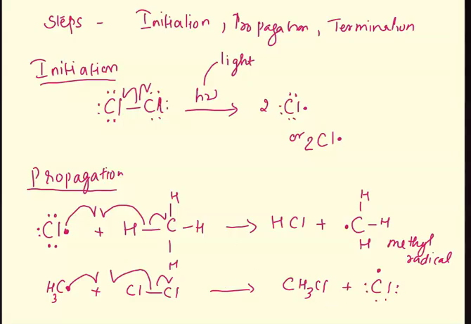So these are the two propagation steps, but we need to complete it by the third step, which is my termination step. So the termination step is where two radicals combine to form a product, but no new radicals are formed. Okay, so that is a termination step. So that can happen when two radicals collide to form a stable product, but there are no new radicals formed. Then the reaction cycle is broken and the chain is ended. Okay? So such termination steps occur in the following manner.